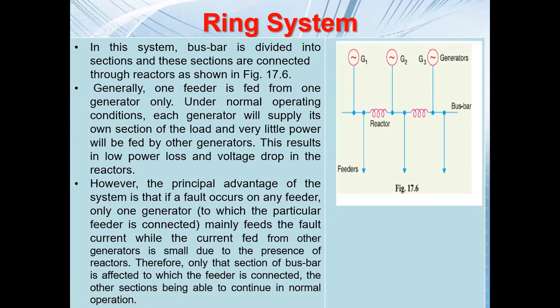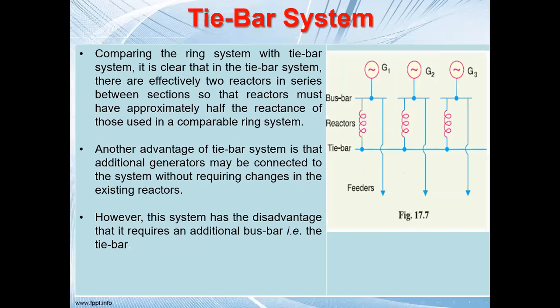Okay, fine. Now let us say the tie bar system. In the tie bar system, you see there are two bus bars. One is the main bus bar, another is the tie bar, and your feeder is connected here. This is the way it is actually operated.